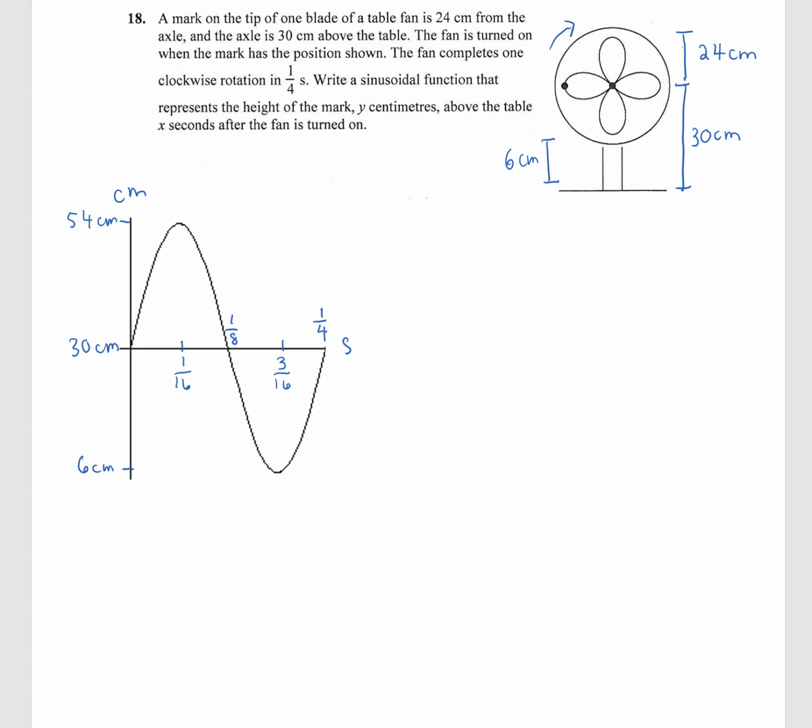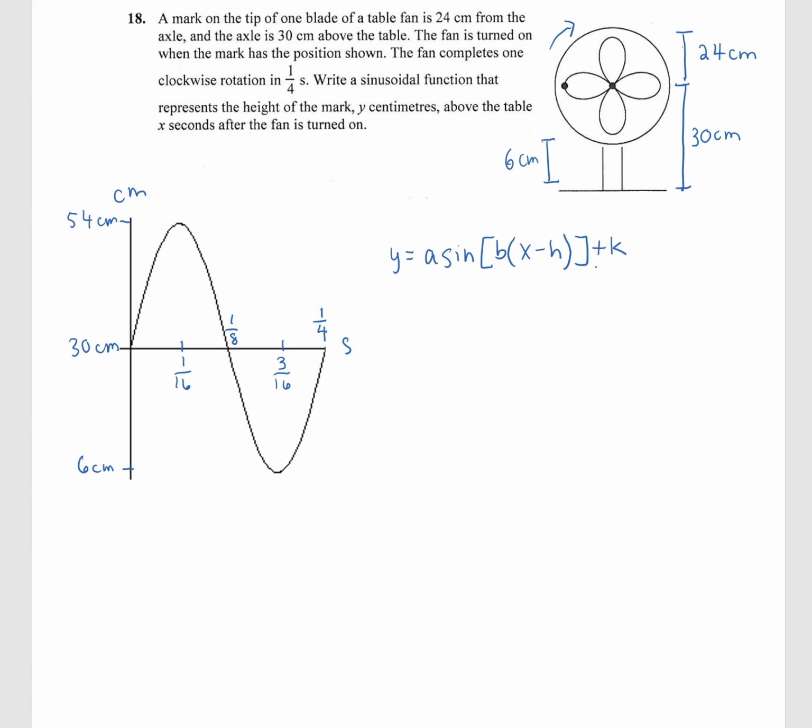So to do that, we will start with the general form of a sine function, which is y equals a times sine of b times x minus h, plus k, where a relates to the amplitude of the function, b relates to the period, h relates to the phase shift, and k is the vertical displacement.